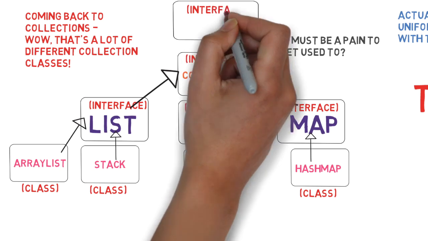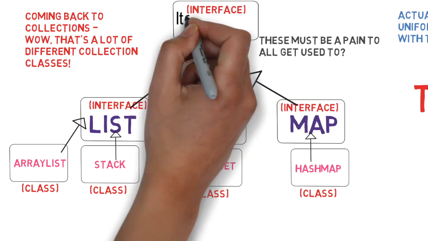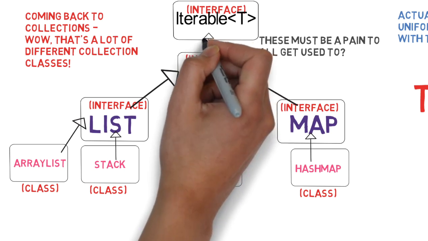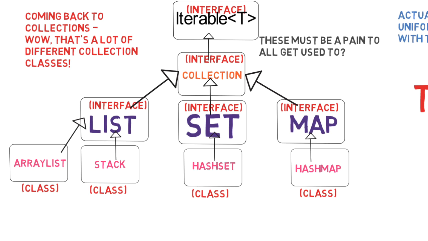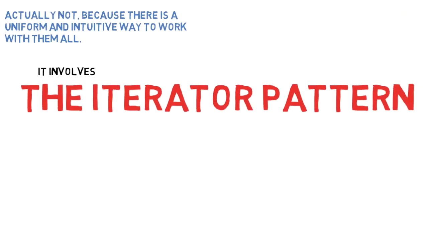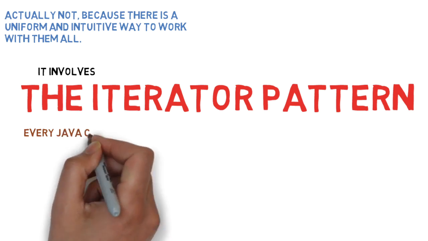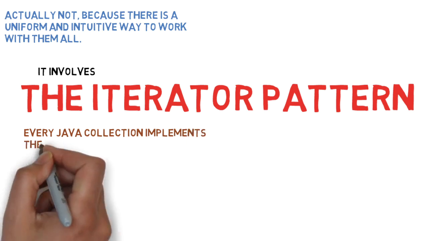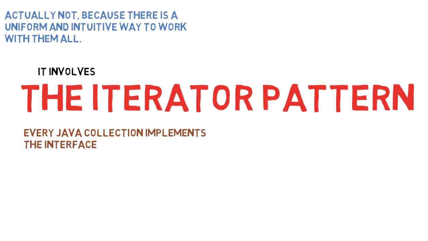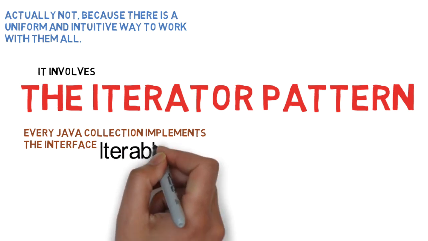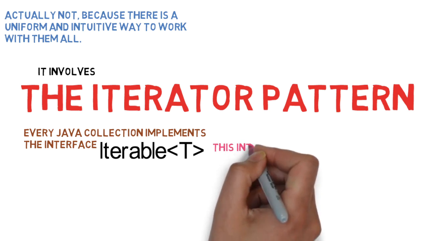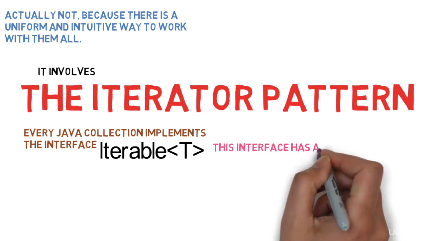Now, above the collection interface exists another interface called Iterable. This is once again a generic interface, which means it can take in any kind of type. The Iterable is above the collection interface. Now, every Java collection implements the interface Iterable<T>. The Iterable<T> interface has just one method. That's the only method that we need to concern ourselves with, and that's what makes working with collections so easy.